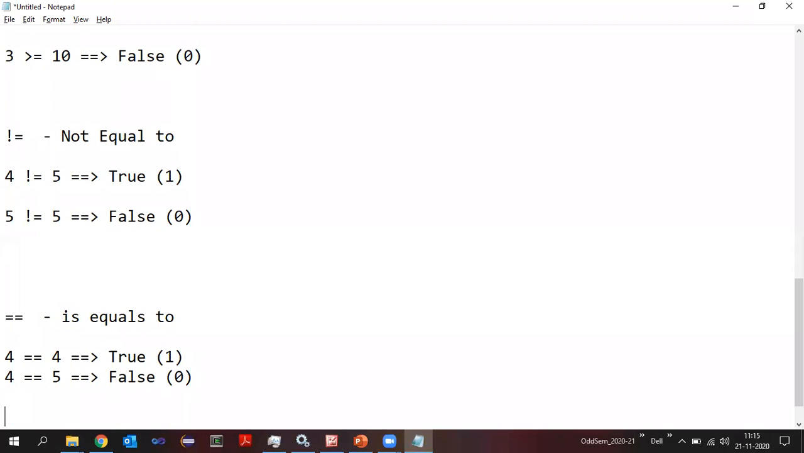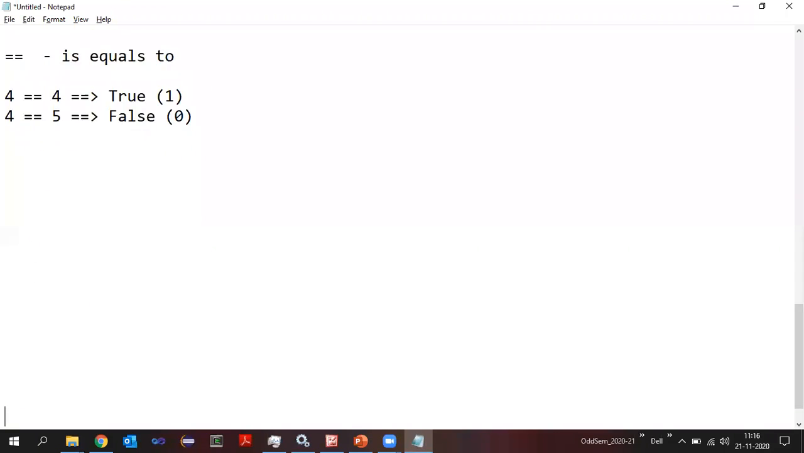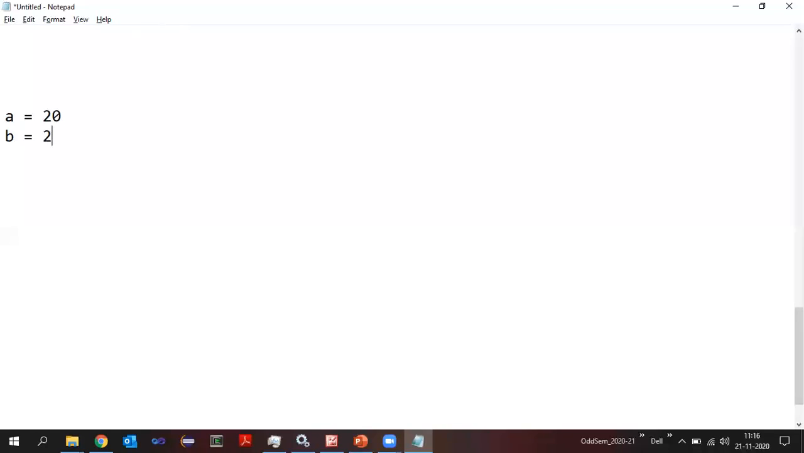Understood? The relational operators? If it is understood, let us work out certain examples here. Pay attention. Let us say there is one integer variable a whose value is 20, and another integer variable b whose value is 25. A is 20 and B is 25. Now tell me the answers. First one, A less than B. What is the result? It is true.